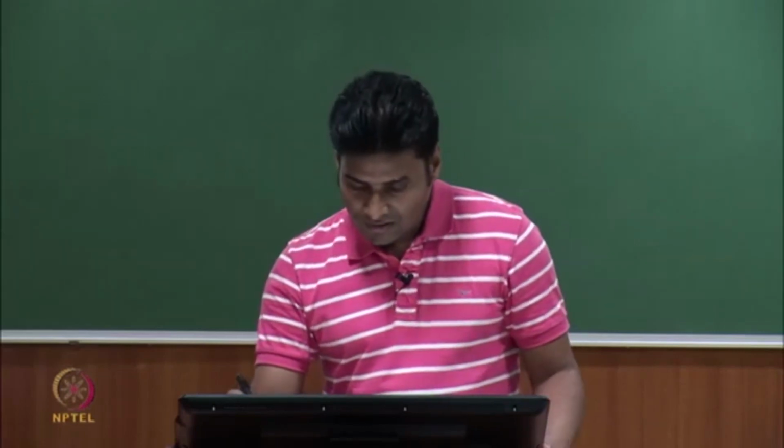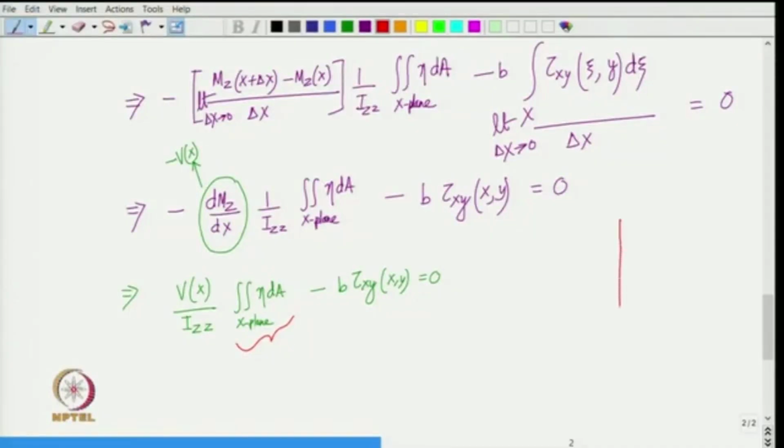So, basically we have this cross section, and then we have the neutral axis here, and we are at a distance y above. Okay. So, the x plane that we have here is this shaded area.